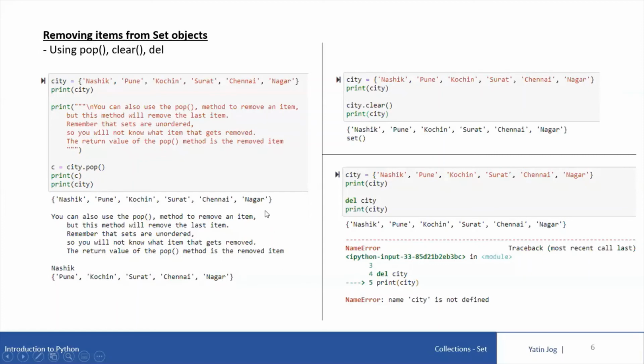So this is very important to understand the functionality of pop in case of set, that you cannot be sure that this pop method will remove which city is present at the last as per the interpreter. It depends on that.